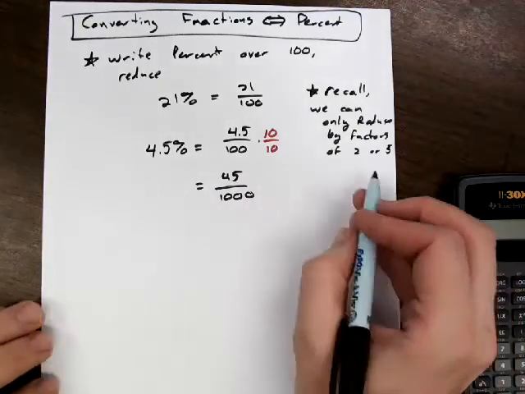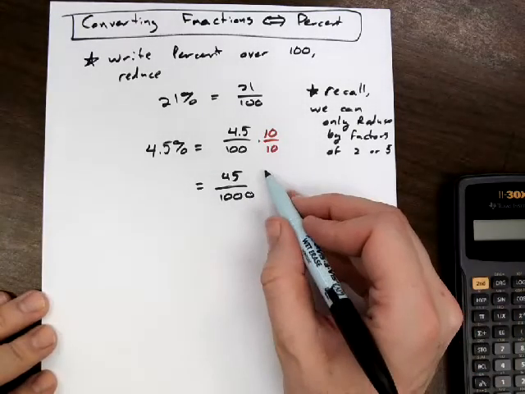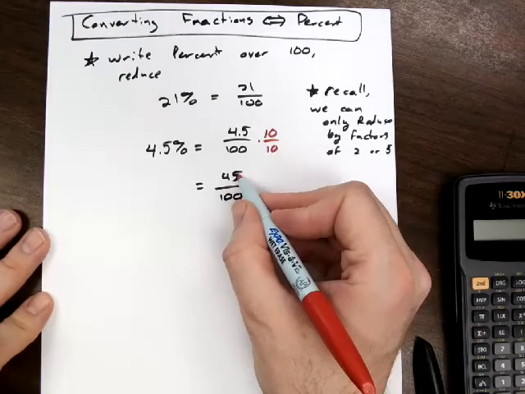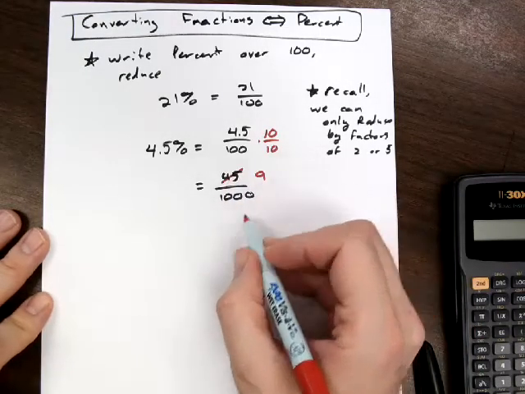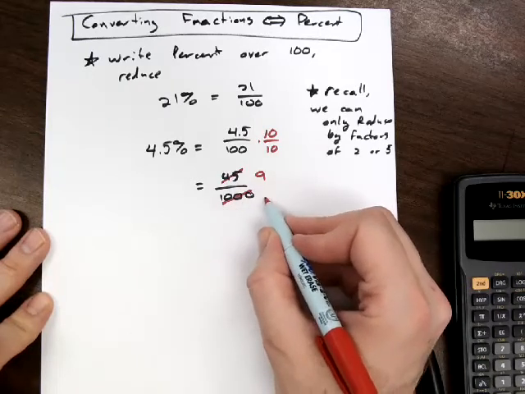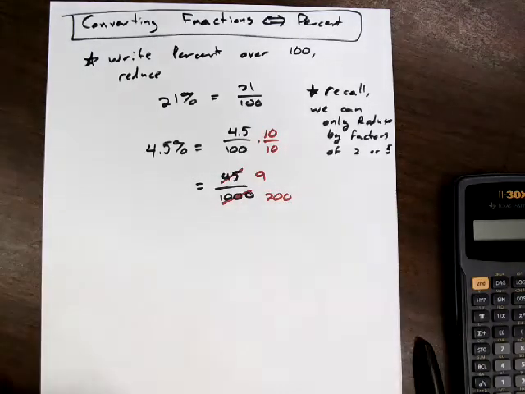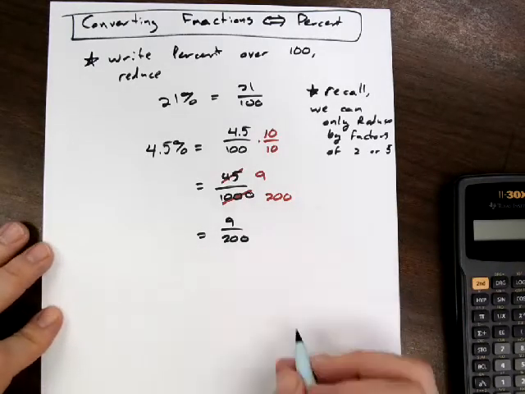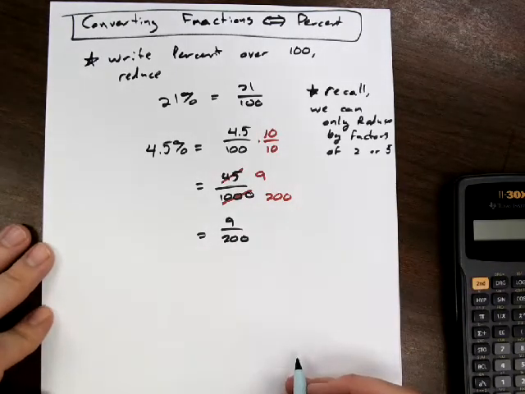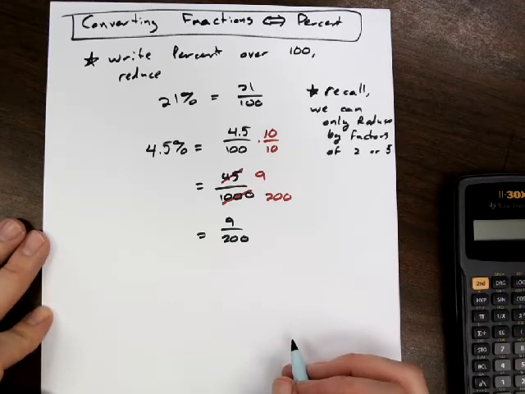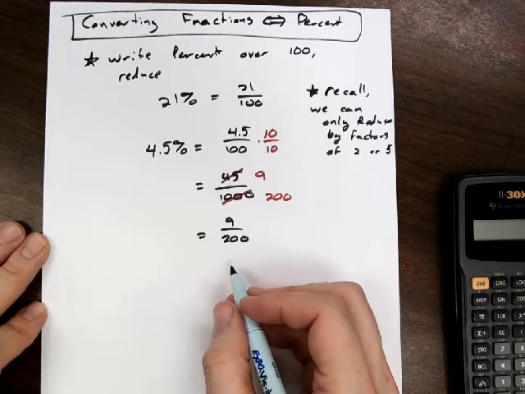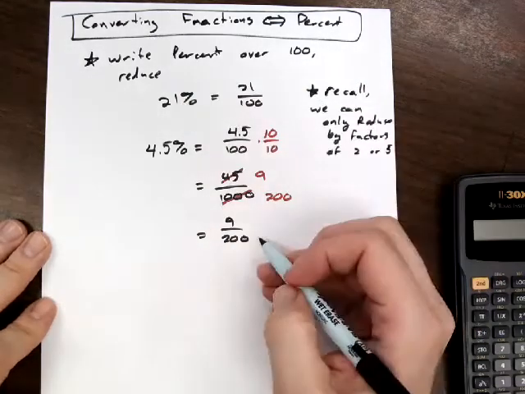And now I can reduce both the top and bottom by a factor of 5. So when I reduce this, 45 divided by 5 is 9. 1,000 divided by 5 is 200. So this is going to turn into 9/200ths. In a lot of ways, this is how we go from percent to a fraction.